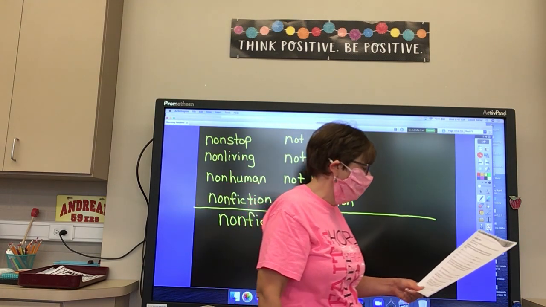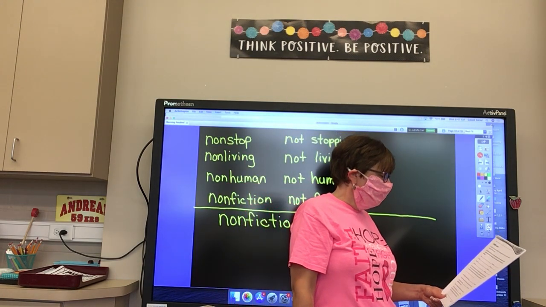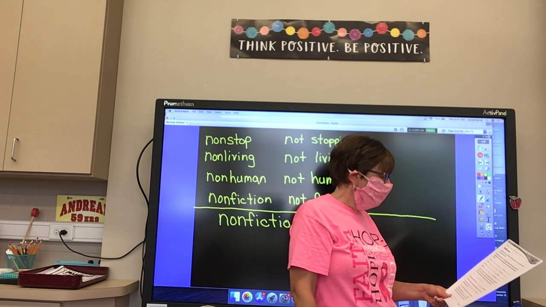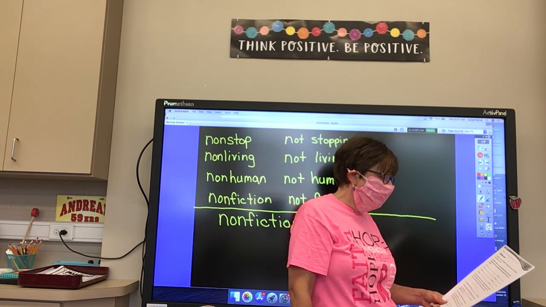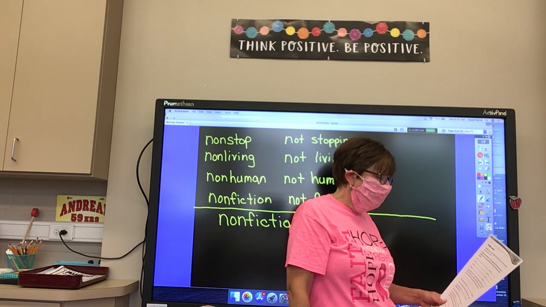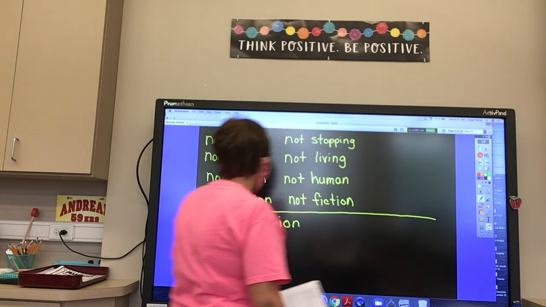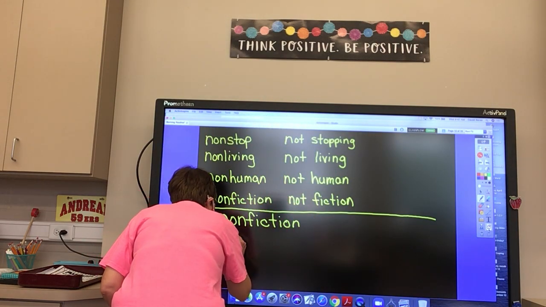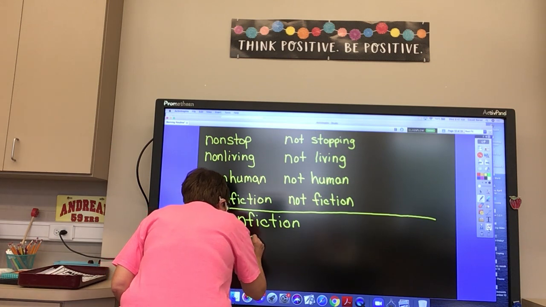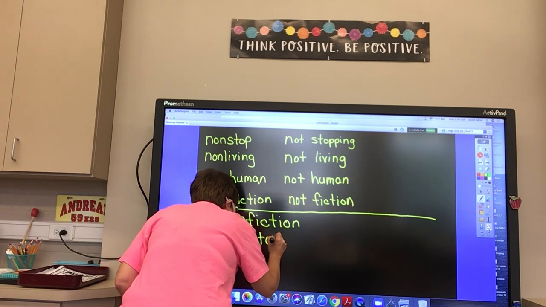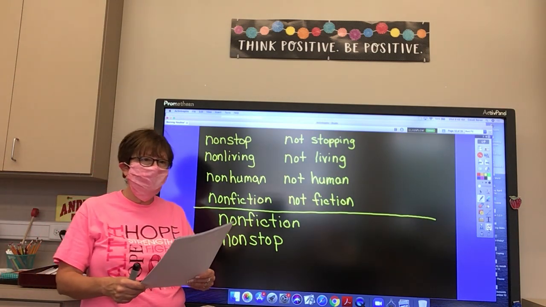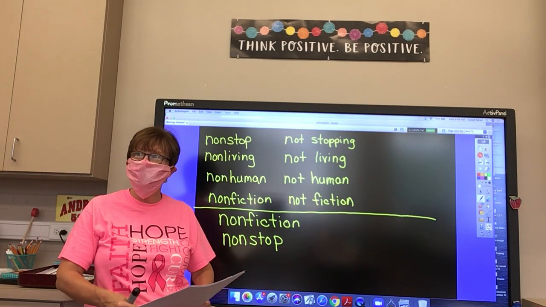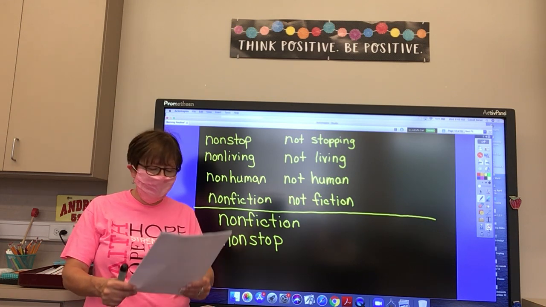Okay, non-fiction. Who'd like to try the next one? Libby, next one. First, my ideas. My ideas started coming non-stop, one after another. Yes, non-stop. Good one. Well, this is fun. I'm enjoying the prefix non.